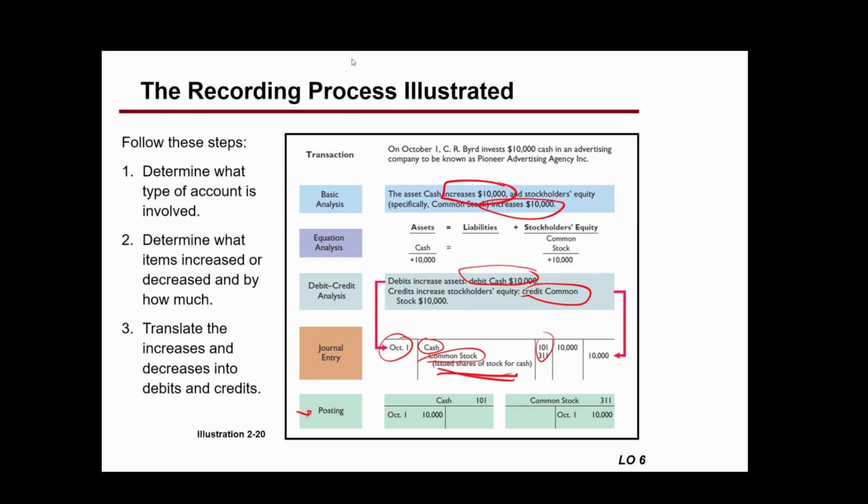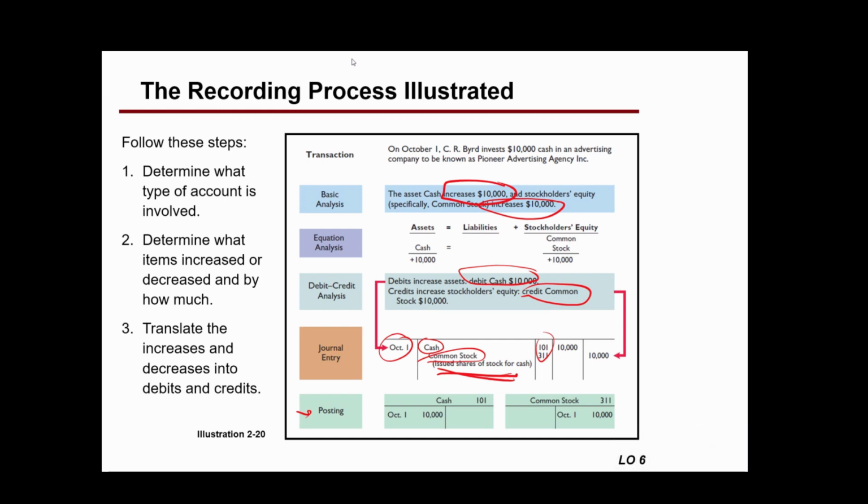So here, the first thing that we need to do whenever we see a transaction that we need to record, we analyze it. We decide whether we are going to record it or not. And then we start analyzing what accounts are involved. Like in this one here, for example, there was an investment of $10,000 in cash in return for stocks. So as a result, we know that cash was affected, common stock was also affected.